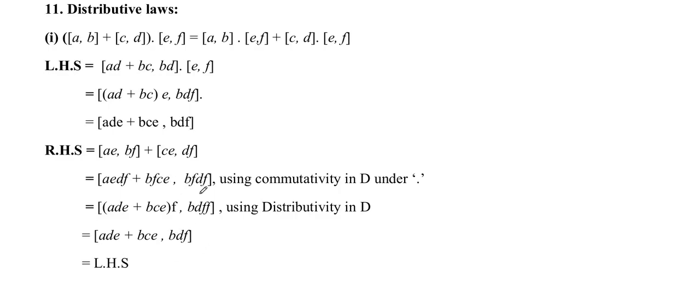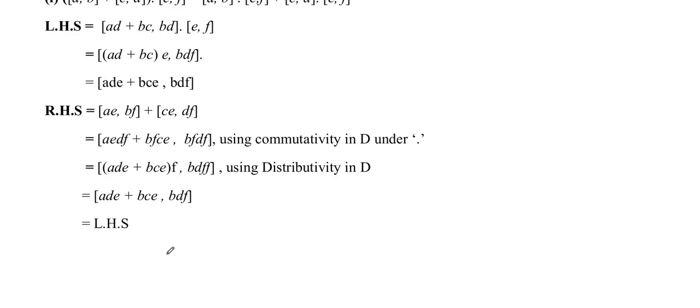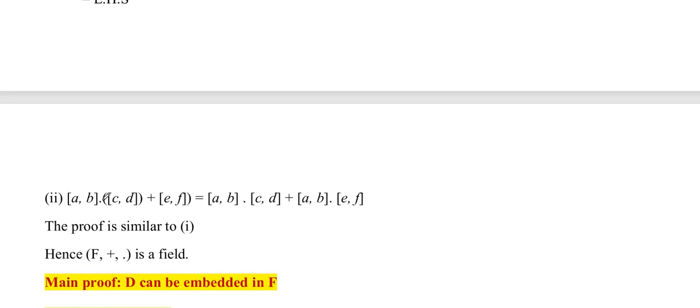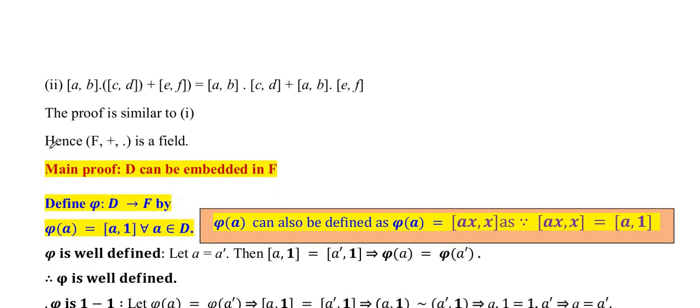You know the reason behind it. Too many times it is explained earlier. So you have this, and that is your RHS. So distributive law also established. In the same way, you can establish this. So that is now proved. Now, from all this, we conclude that F under plus and dot is a field.